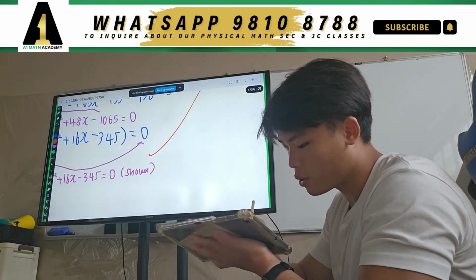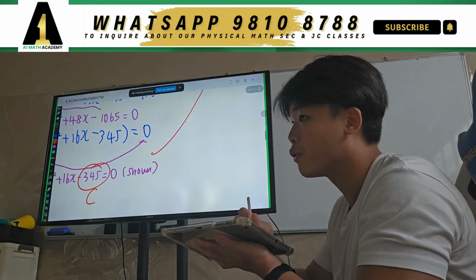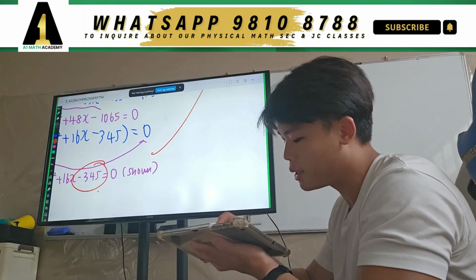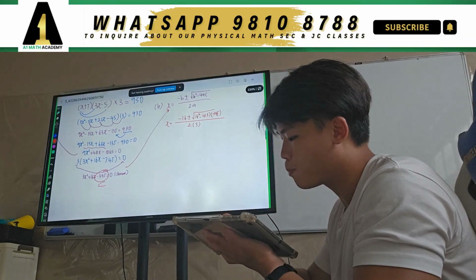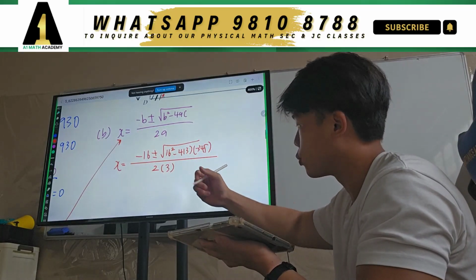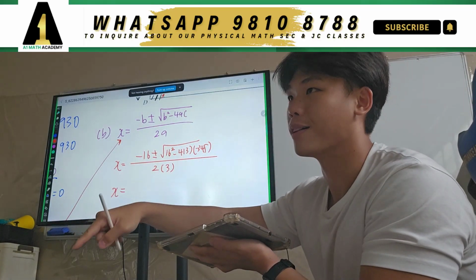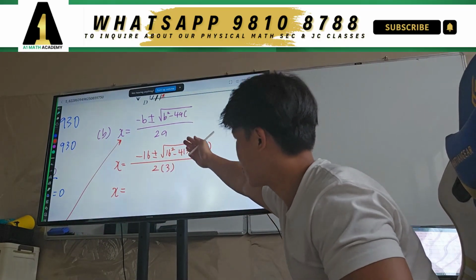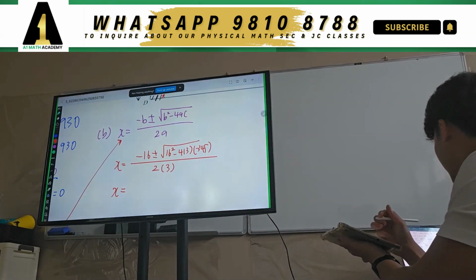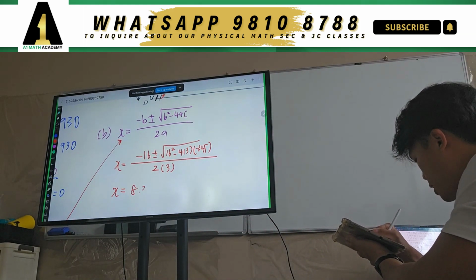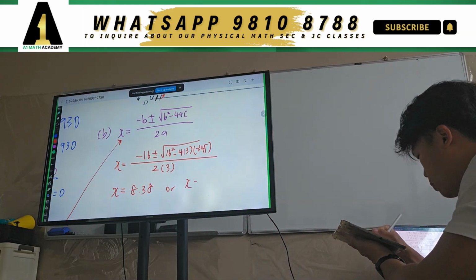Take note that your C is negative 345. Okay, this one is C. So you just show in your working, you use the formula. Then after that, you punch your calculator. So once you show this, you don't need to carry on already. Just show your calculator. You will get x equals 8.38 or x equals to minus 13.72.